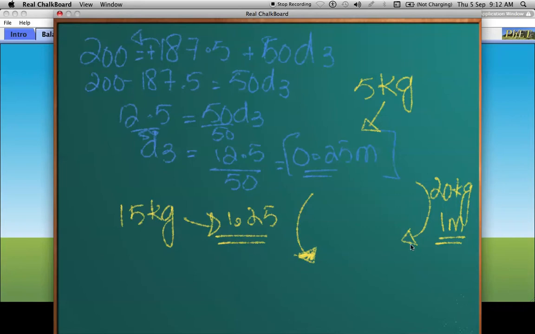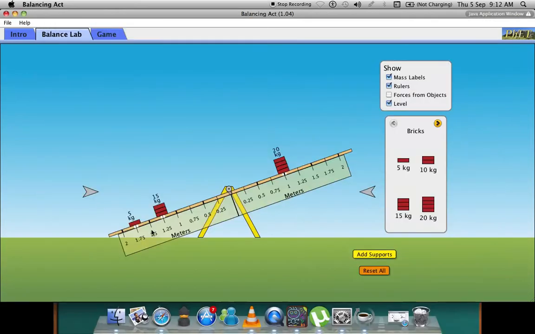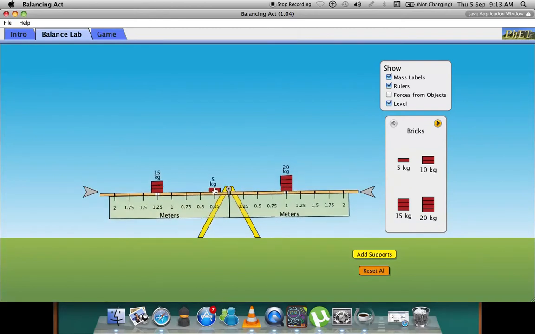So let's find this out and see whether physics is actually working or not. So this is at 1.25, and let's just put this at 0.25, and you can see the lights are blinking, which means that this is balanced. 20 kilograms at 1, 15 kilograms at 1.25, and 5 kilograms at 0.25. So you can see that this is actually working, and we have balanced the situation.